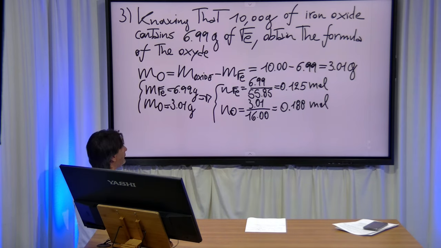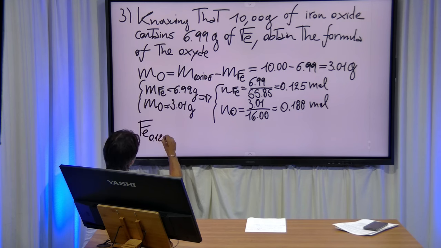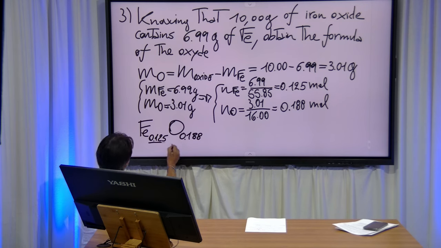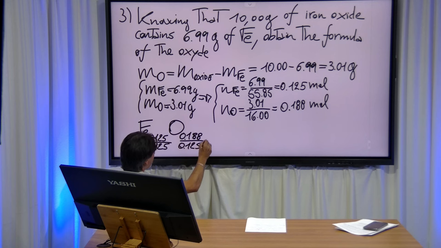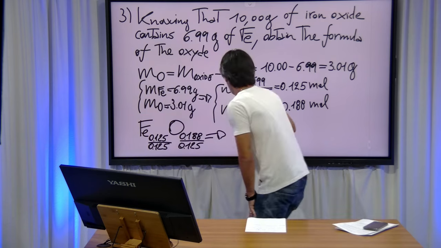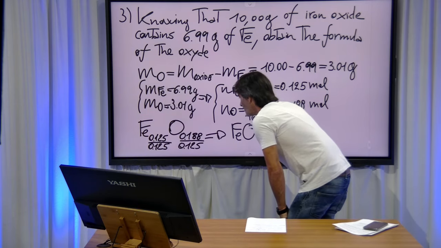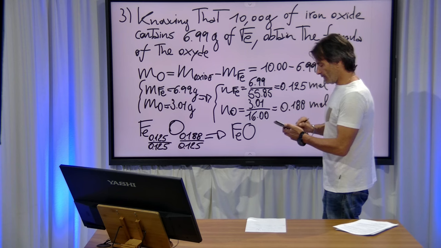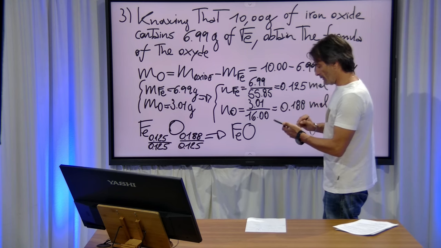Let's write the rough formula. Iron 0.125, oxygen 0.188. I'm going to divide both numbers by the smallest, that is 0.125. So we obtain FeO, with 0.188 divided by 0.125.